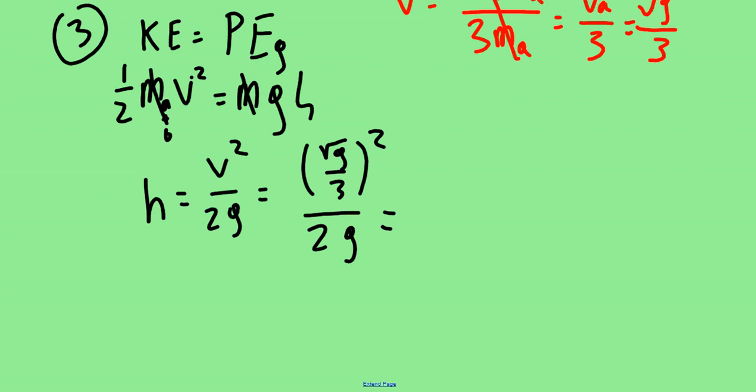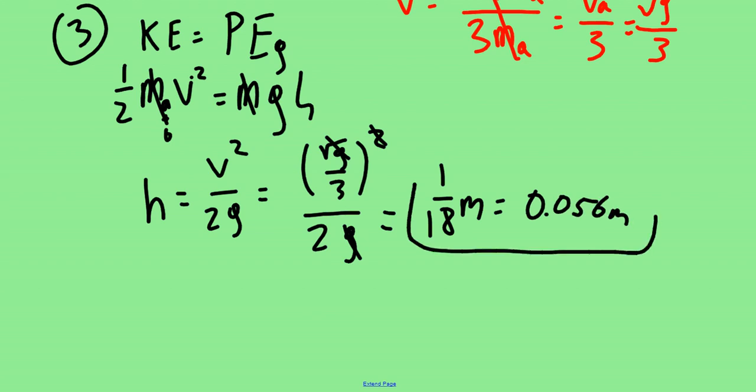So that becomes squared, and we divide by 2 times gravity. So when it's all said and done, you perform the math. The square root of gravity cancels out with the gravity. The 1/3 squared becomes a 9th, and so we end up getting 1/18 of a meter, or that comes out to be 0.056 meters. And that is how high up the system rises to. So that is it for number 12.